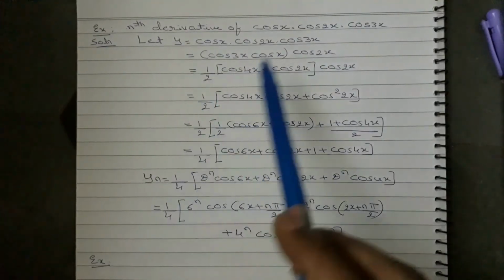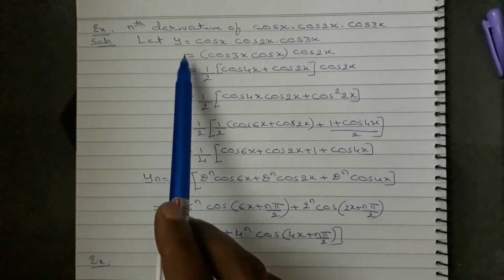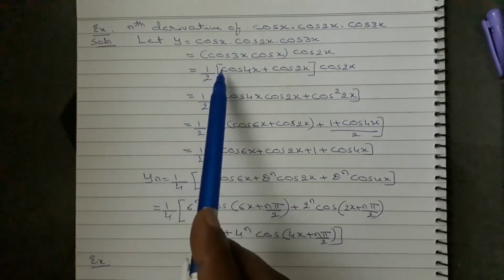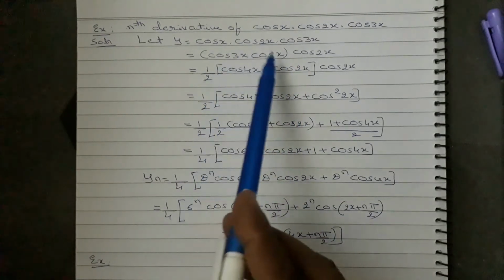So next we'll find the nth derivative of cos x, cos 2x and cos 3x. Now we can consider this as y equal to this one, and we can write the terms as cos 3x, cos x and cos 2x. This is also cos a into cos b.